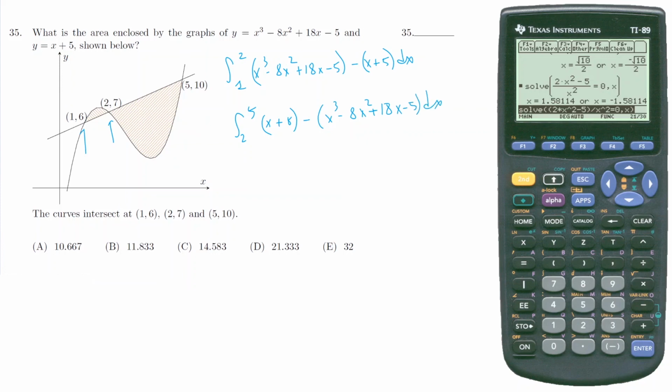All I have to do is plug into the calculator, and we're done. We are done with this. So, all right, x cubed minus 8x squared plus 18x minus 5. So if you know what to do, this test is not that difficult, but you have to know what to do. Comma 1 comma 2, boom. So that's 7 over 12.